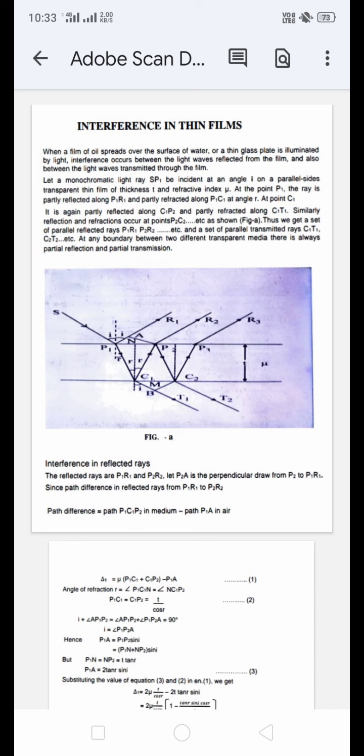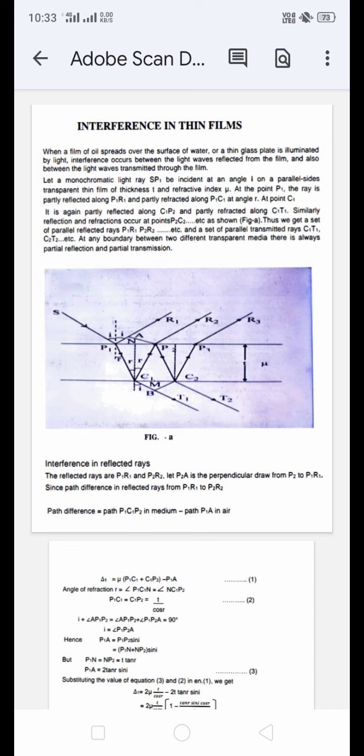Let us suppose a monochromatic light S from the source is incident on the upper surface of the thin film of refractive index mu at P1. As it gets incident, it suffers partial reflection along P1R1 and partial refraction along P1C1.